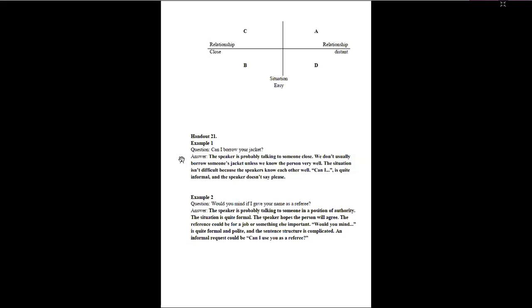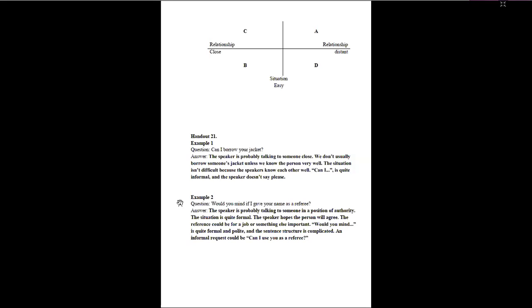Example 1, question. Can I borrow your jacket? Answer. The speaker is probably talking to someone close. We don't usually borrow someone's jacket unless we know the person very well. The situation is not difficult because the speakers know each other very well. Can I is quite informal and the speaker doesn't say any please. So we can see that example 1 is somehow informal. Therefore, the situation is easy and the relationship is close in the example.